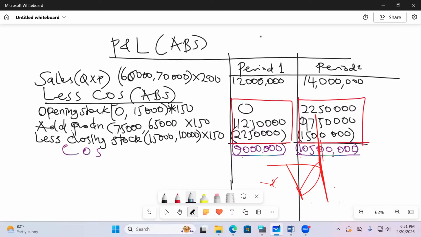The contribution approach is only applicable under marginal costing. So we call this one gross profit. Gross profit, it is 12 million minus 9 million, 3 million. And then in this case here we have 14 million minus 10.5 million, 3.5 million.